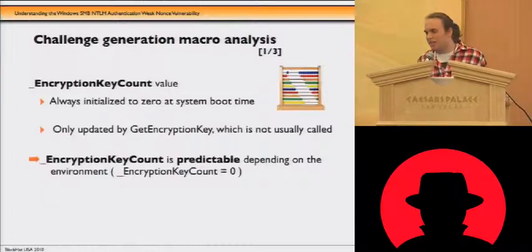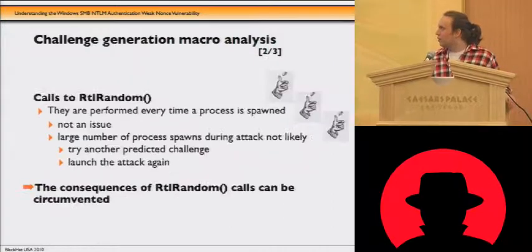So the encryption key count value is always initialized at 0 at system boot time. It is only updated by the get encryption key function, but as Hernan previously said, it is not usually called. So we can predict that that counter will be 0 if we start an attack. Also, calls to RtlRandom may change the internal state of the vector, but that's not an issue because we can know if that happened, so we could relaunch the attack again. So the consequences of RtlRandom can be circumvented.